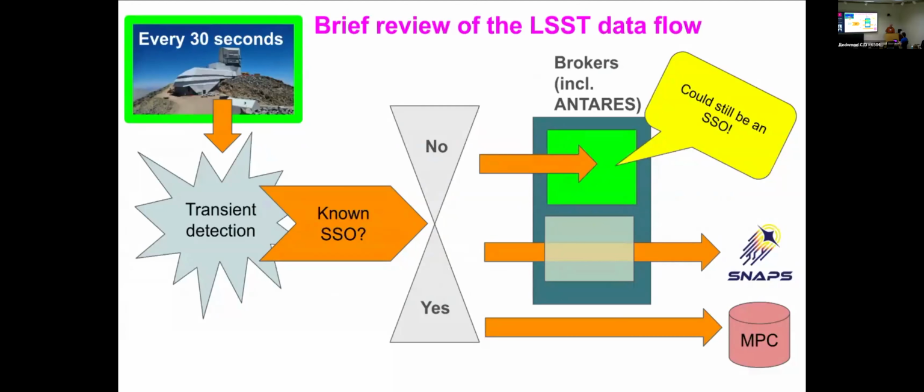And in this case, I've listed Antares, which is a broker that receives these known solar system object alerts and immediately passes them on to us. So we're ingesting known solar system object alerts. I want to point out that if the transient was not identified as a known solar system object, it could still be a solar system object. It just was not designated at the time of observation. We don't see it. We only see ones that have a designation as part of the alert.